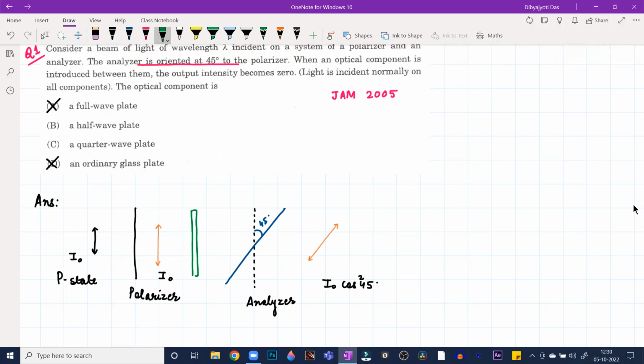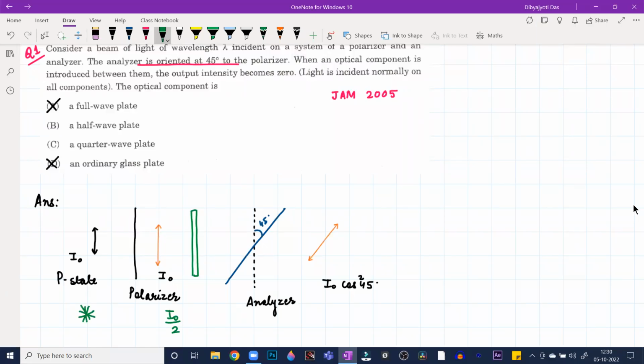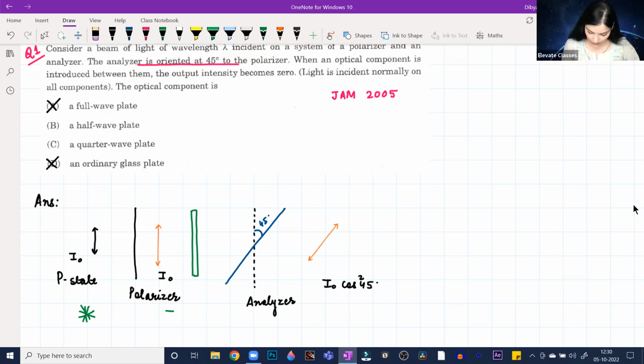Ma'am, it will be I naught by 2. No, I have taken the input as P-state, not unpolarized. It is already polarized parallel to the pass axis; the input itself is polarized. If you take the input unpolarized like this, then the intensity is I naught by 2. Currently, I have chosen the input to be parallel to the pass axis.